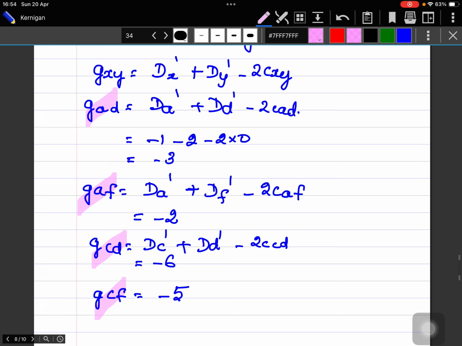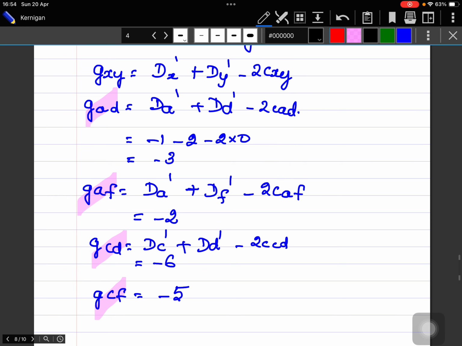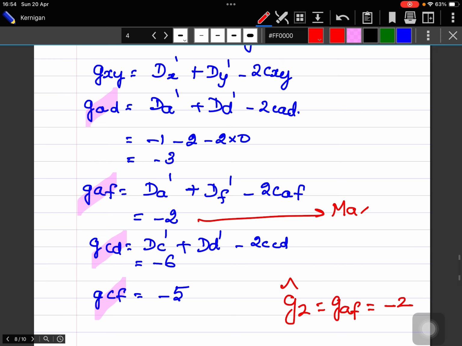Now what do I do again? I should find out which is the pair which gives me the maximum gain. So which is the pair which gives me the maximum gain here? Obviously it is GAF. Am I right? So what can I write now? I can write G2 crown is equal to GAF is equal to minus 2, because this is the maximum value. Am I right? This is the maximum gain.